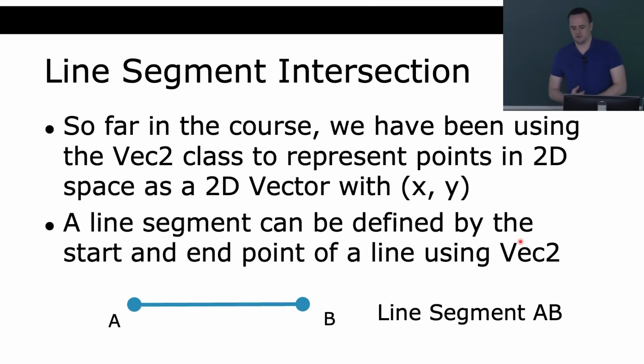So in this course so far, we've been talking about this vec2 class, and that represents points in 2D space as this 2D vector with an x and a y. So you've all done that for assignment 3. And a line segment can just be defined by the start and end point of a line using a vec2. So again, this is a line segment that has a start and an end, or I guess 2 endpoints. We don't always consider it to be a start and an end. But what I'm saying here is this is not an infinite line in y equals mx plus b form. This is just 2 points that define a line.